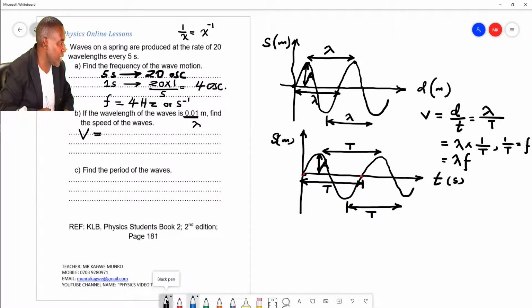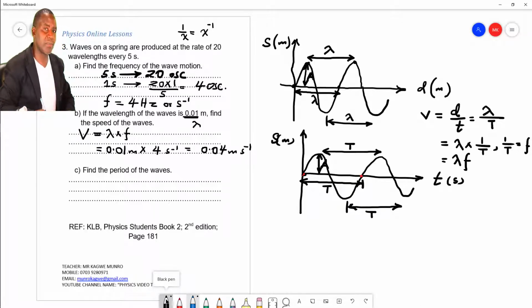So I'm going to get wavelength times the frequency. The wavelength is 0.01 meters times 4 per second. And this one will give me 0.04 meters per second. As simple as that.